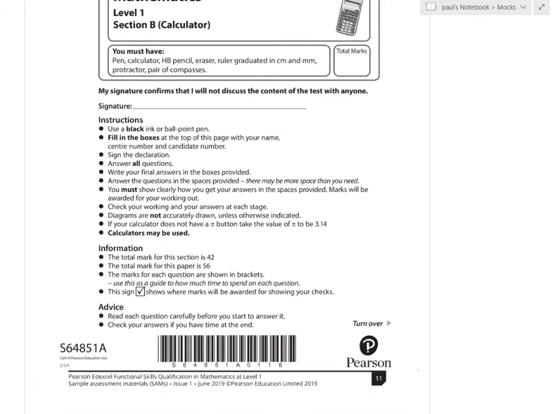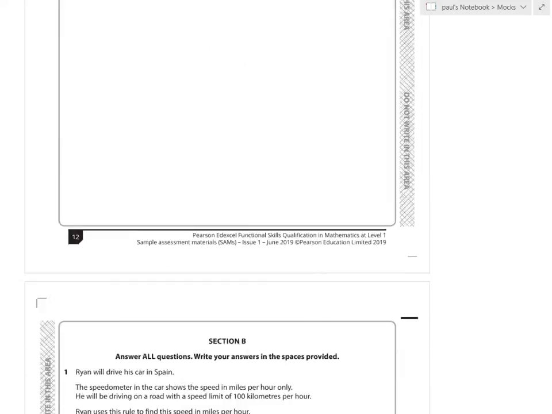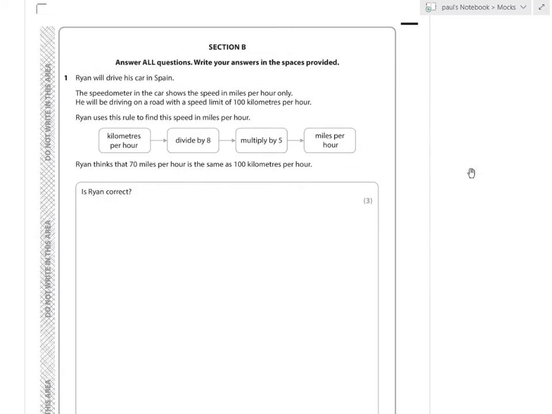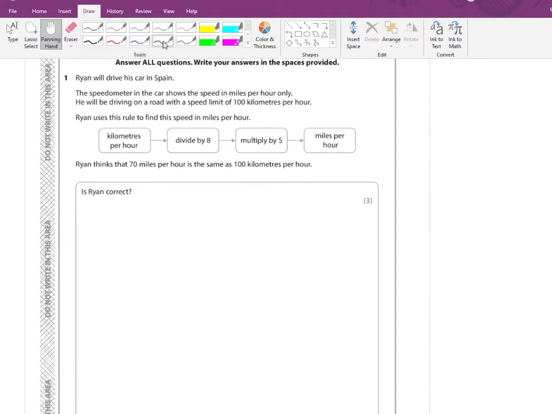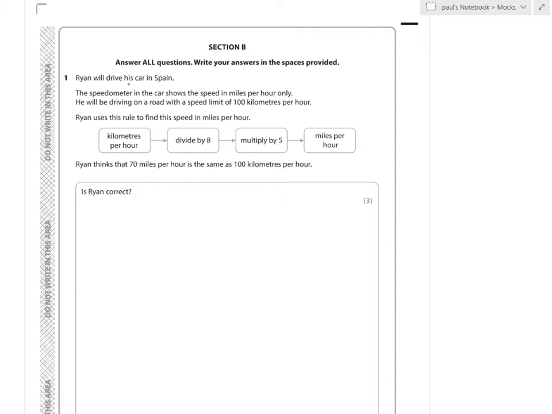Right, where are we? There's the beginning. There's a blank page. I like blank pages. Right, so let's have a go at this. They've got an hour and a half to do this. Ryan will drive his car in Spain. The speedo on the car shows the speed in miles an hour. He will be driving on a road with a speed limit of 100 kilometers an hour. He uses this rule to find kilometers per hour.